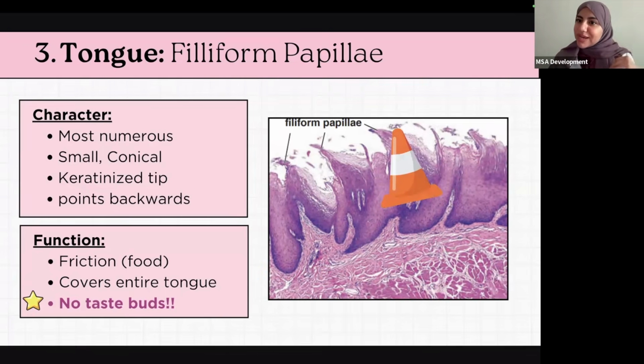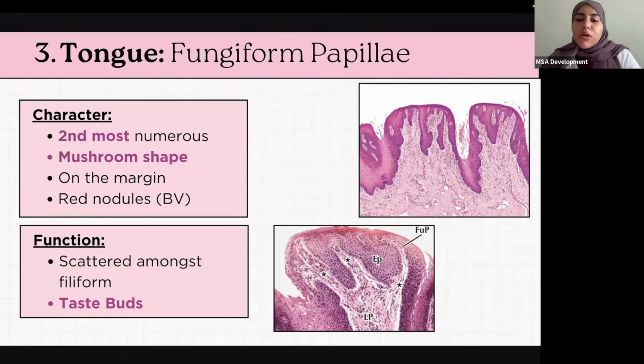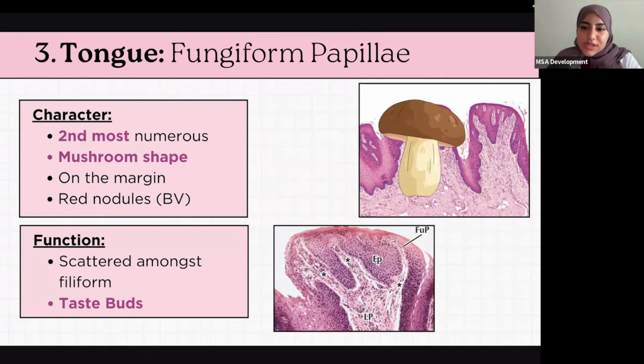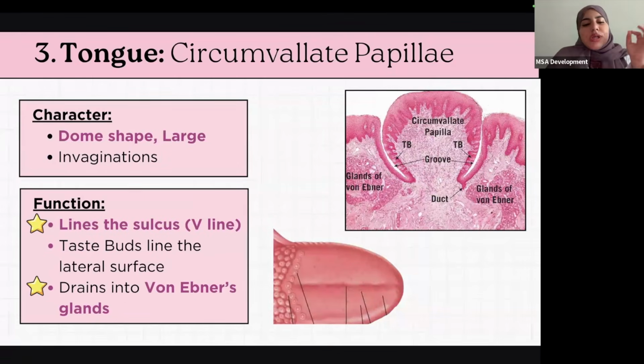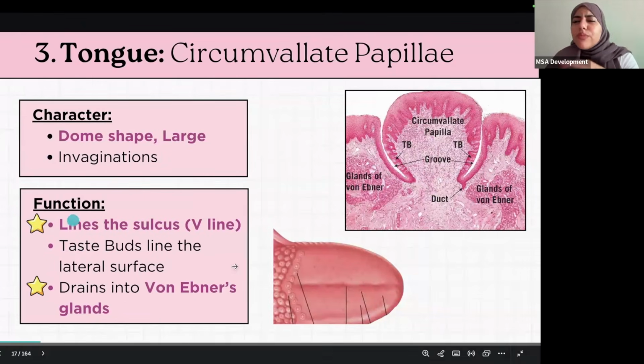You can remember that. Now, fungiform papilla, this is the second most numerous type, and this is just spread within the filiform, which was before, but the most important part about this is that this has taste buds, unlike the filiform. It has taste buds, and they say it looks like a mushroom, but I guess it kind of does. I don't really know. Anyways, now this is so important, and look how many stars I have next to this. So important, such an important slide, guys.